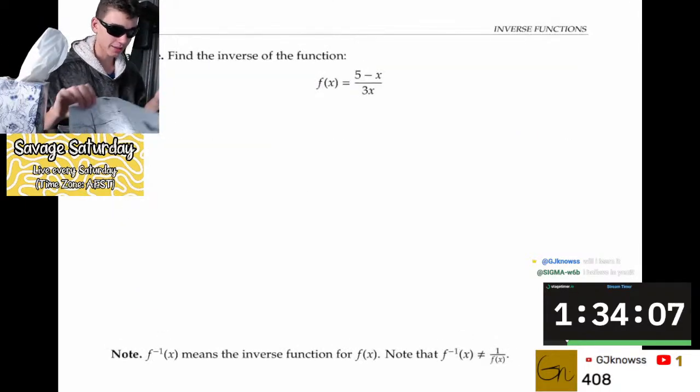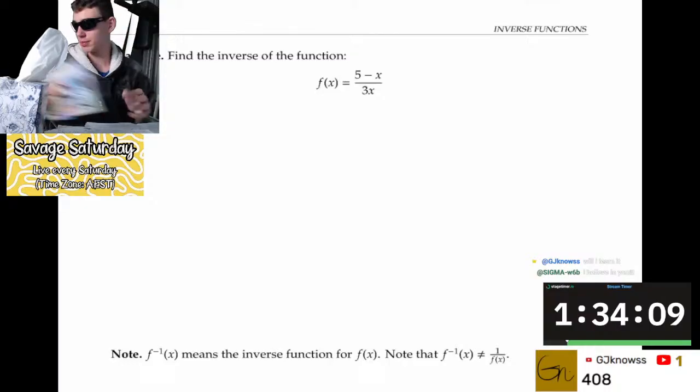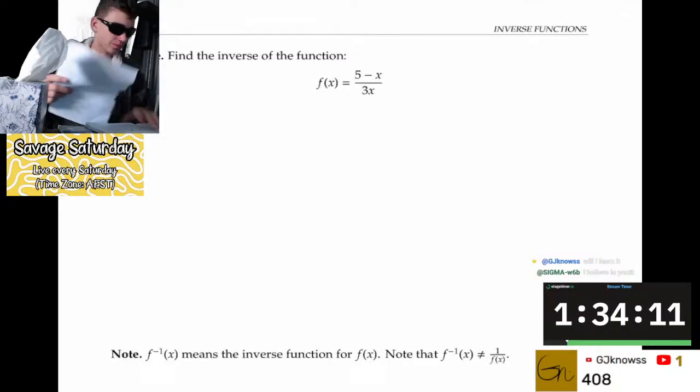It'd be nice to have a more systematic way of finding inverses of functions. One way is to use the fact that inverses reverse the roles of y and x.